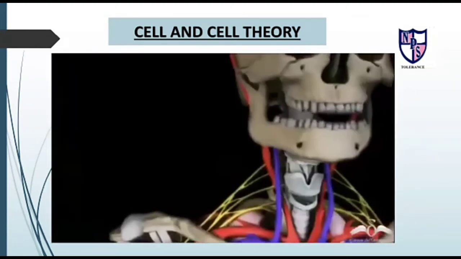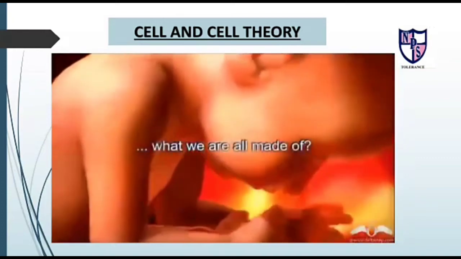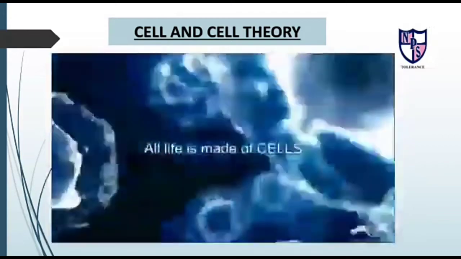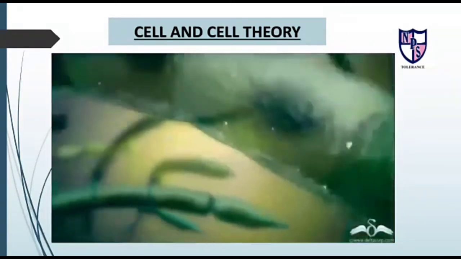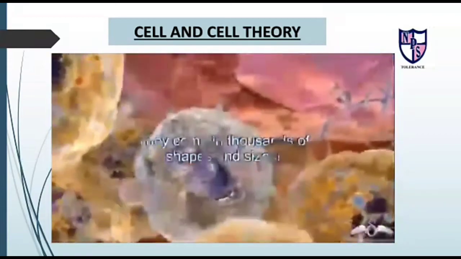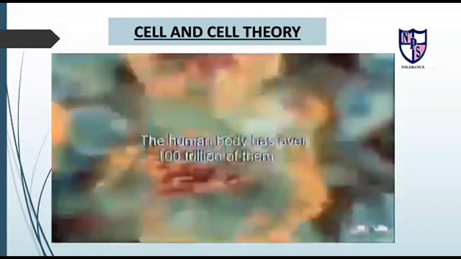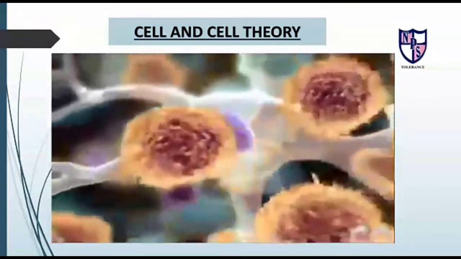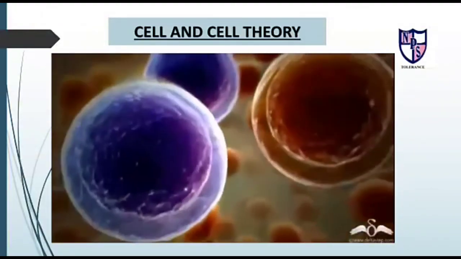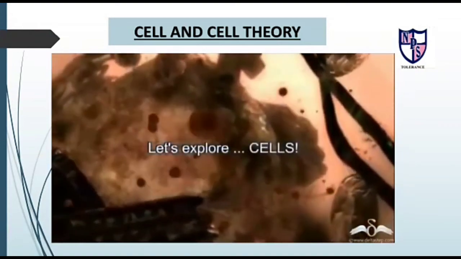Now, have you ever wondered what we are all made of? All living organisms, be it plants, animals, or human beings, are made up of cells. They come in thousands of shapes and sizes. There are about 100 trillion cells in our body, all carrying out the dance of life. So let us now come and explore cells.